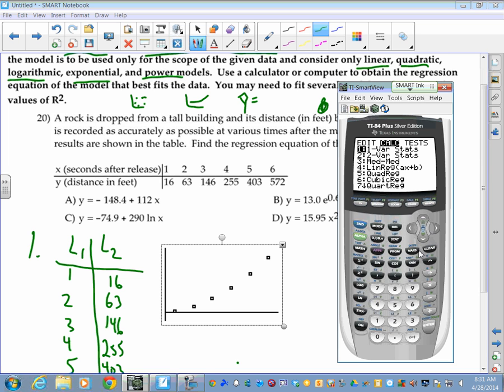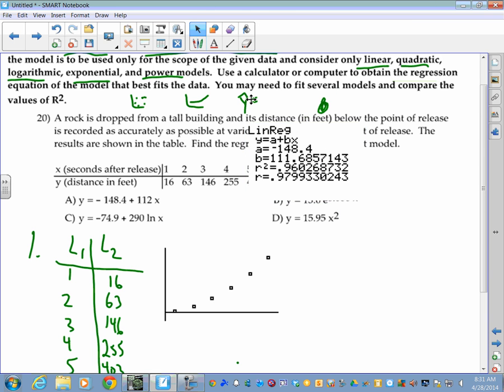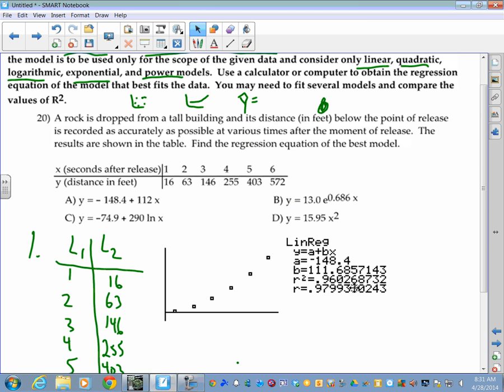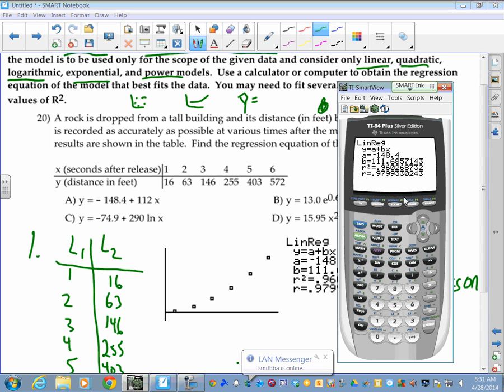Stat. Calculate. What's the first one? I like to use a plus bx, but that's okay. So there's your first one. How do you make sure that your numbers show up, your R values? What has to be true? Also, your diagnostics have to be on. So there's linear. Next is quadratic.